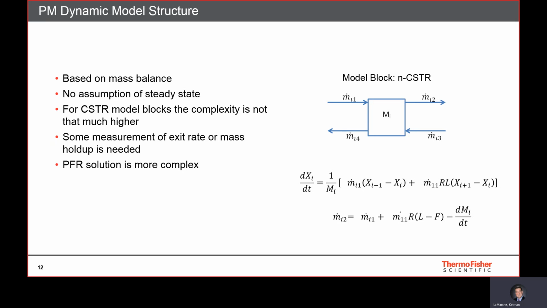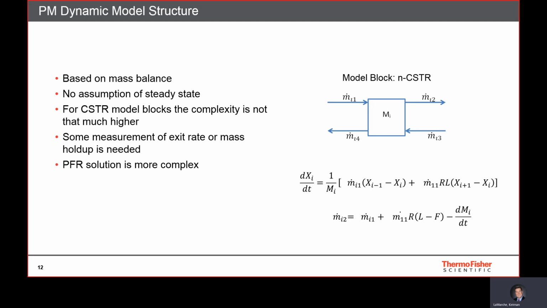For CSTR models, the equations form a series of ODEs, which can then be solved using normal methods, for example, Runge-Kutta. An important aspect of this solution is that they can require additional data to complete the mass balance in these model equations. This data can be mass holdup. It can come from level data from a holdup area in the system, or it can be from measurements of the exit rate, the output throughput of the system. This is just to close the mass balance when you have a dynamic system.